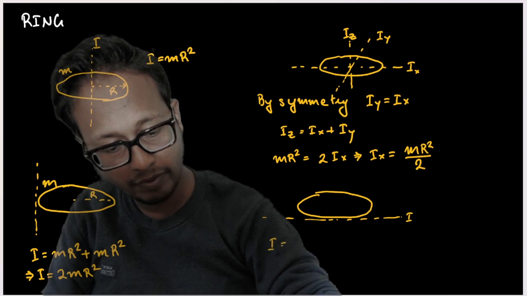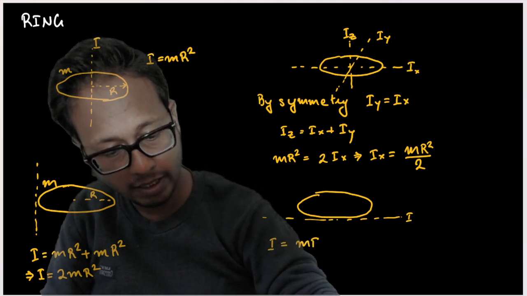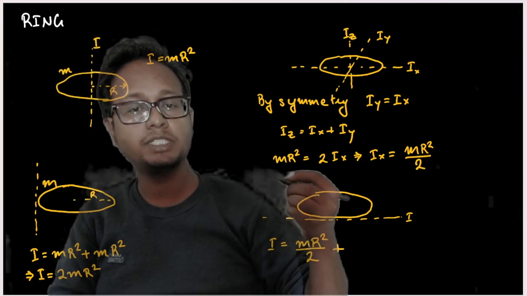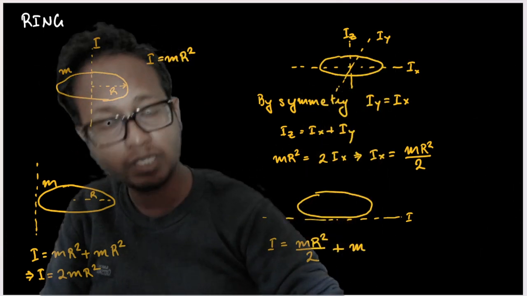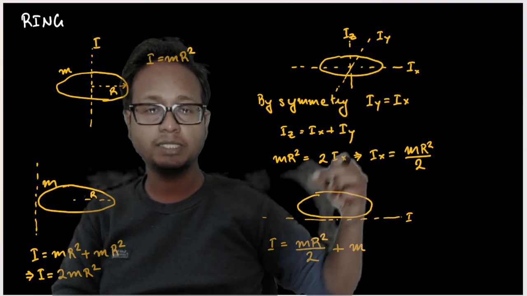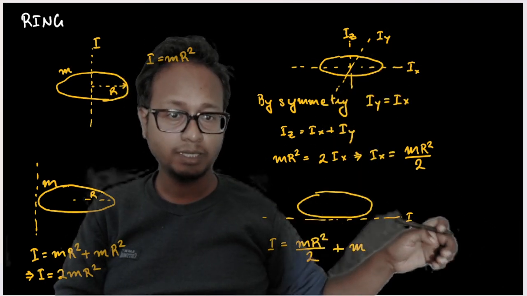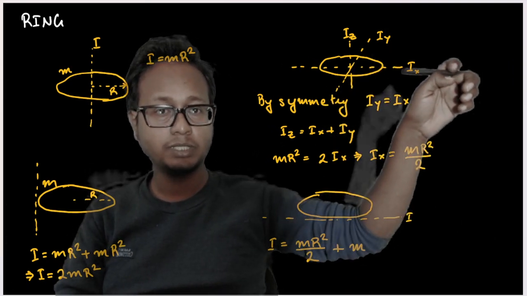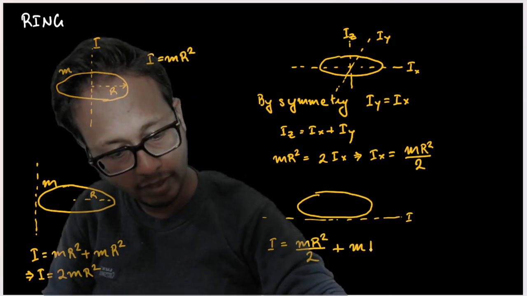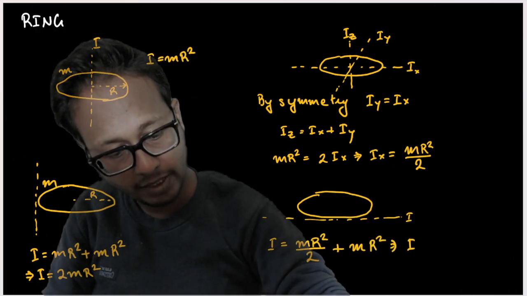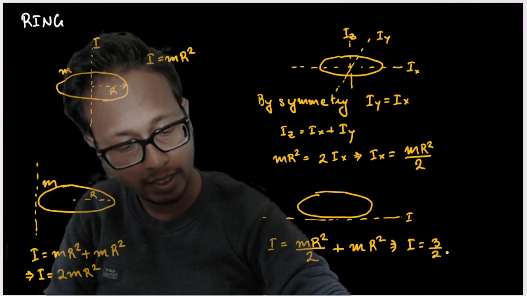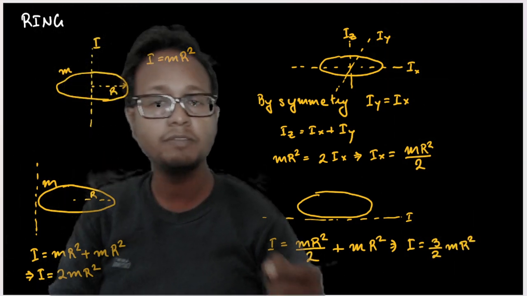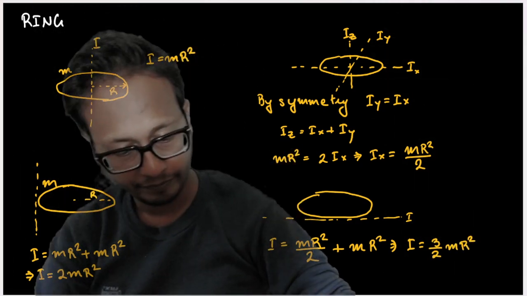So the moment of inertia about the new axis is equal to the moment of inertia passing through the center of mass plus the mass of the ring times the perpendicular distance between both axes. That is the perpendicular distance between this axis and the axis passing through the center of mass. This is nothing but mr square. So I is equal to half mr square plus 1 mr square, which is nothing but 3 by 2 mr square. So these are all the variations for the ring.